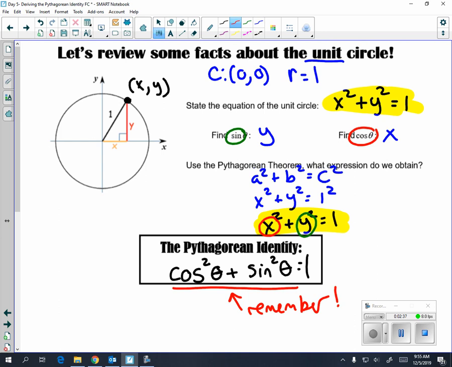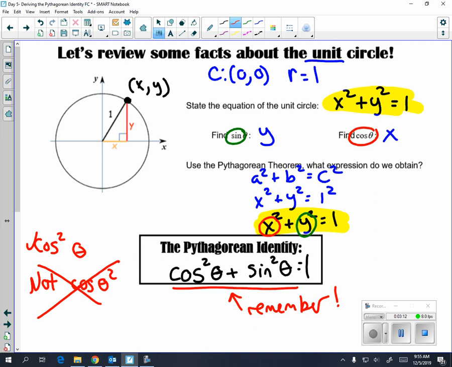Also, please be careful with how you write it. Notice that I wrote cosine squared theta, not cosine theta squared. The first one clearly shows that I'm squaring the trig function cosine, whereas the second one looks like I'm squaring theta, the angle measure, instead. So please do not write it like that. We always put the square right after the trig function and before the angle measure.